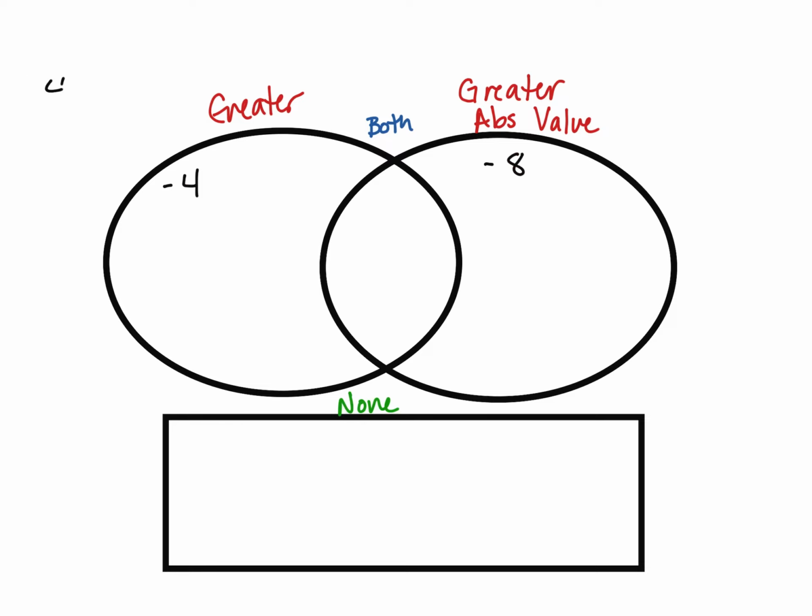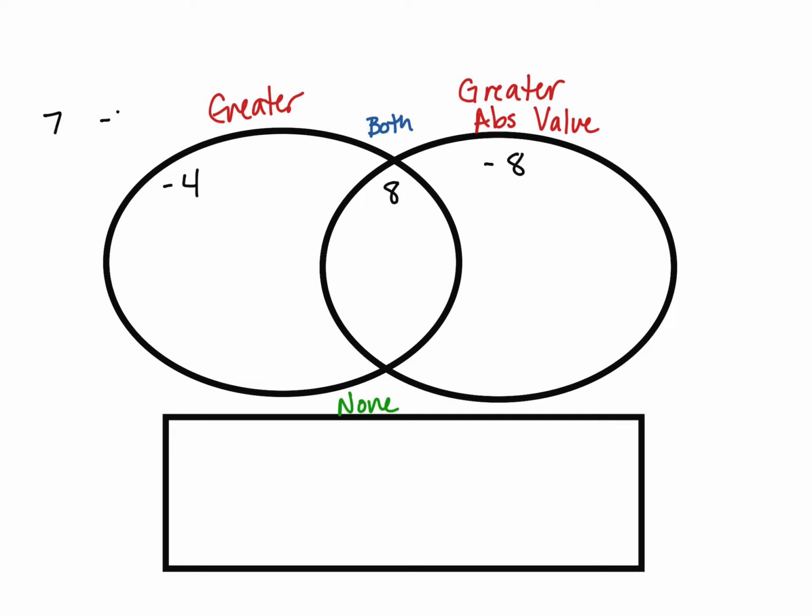Part B, our two numbers are 4 and 8, and their absolute values are 4 and 8. 8 is the bigger number, and it also has the greater absolute value, so it goes in the middle.